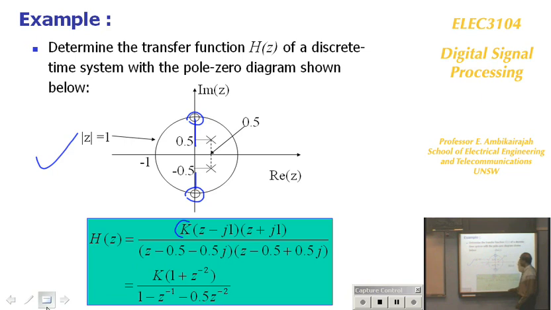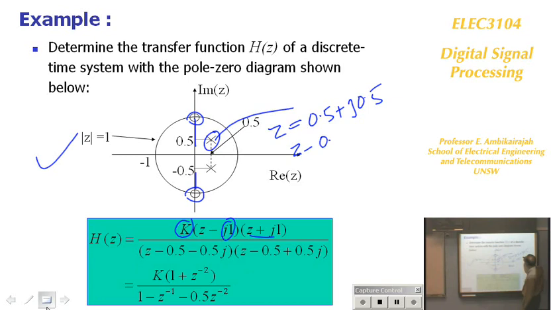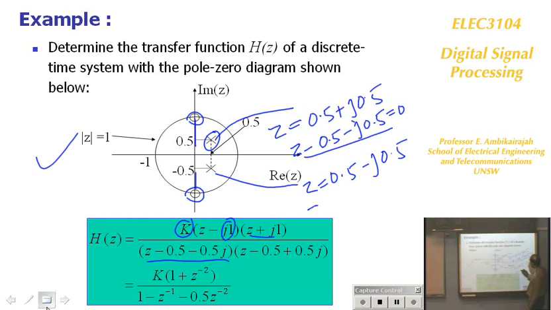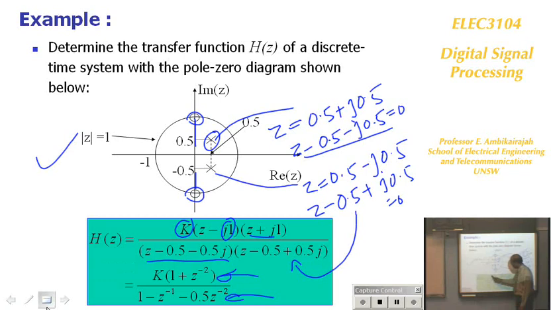So what is this one? That is minus j1 in that direction. This one is plus j1. And this one then, what is that value? That is equal to 0.5 plus j0.5. Therefore, the first one is z minus 0.5 minus j0.5 equals 0. That's your one root. And the second one is z equals 0.5 minus j0.5, so if you take it to one side, z minus 0.5 plus j0.5 equals 0. So you multiply these two, and you get a second order system. So from the pole zero diagram, this is your transfer function. Now the question for you: is it a stable system or an unstable system? Now, it is a stable system. Why?